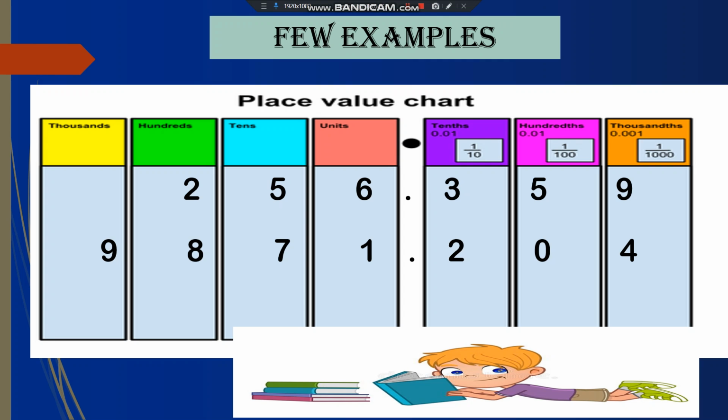The second example, 9871.204. Here, 9871 is the whole number, which follows the normal place value: 1 at the ones place, 7 at the tens place, 8 at the hundreds place, and 9 at the thousands place. In the place value of the decimal part 204, 2 is at the tenths place, 1 by 10. 0 is at the hundredths place, 1 by 100, and 4 is at the thousandths place, 1 by 1000.